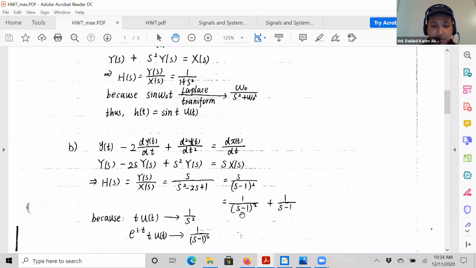You have to do partial fraction expansion. After you do that, you will find out this a and b both will become 1 actually. And there is a line missing. You have to do it by yourself. By doing partial fraction expansion, you will find out a and b are both 1.